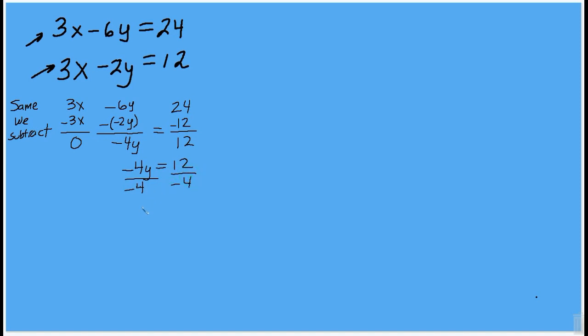Then on the left side we get y, then an equal sign, and on the right side we get negative 3. So that's half of our equation. We're going to use that to substitute into one of the other equations. It doesn't matter which one.